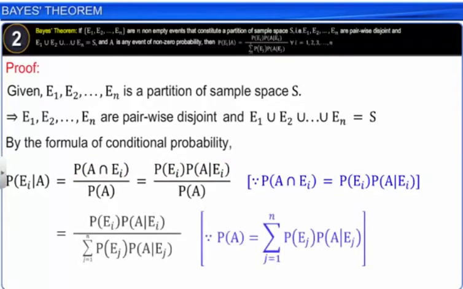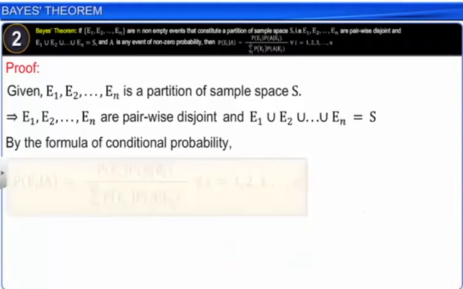Since A is a non-empty event associated with sample space S, and events E1, E2 and so on till En form a partition of S, then by the theorem of total probability, the denominator P of A is equal to the summation of the probability of Ej into the probability of A given Ej, where j is running from 1 to n. Hence, Bayes' theorem is proved.